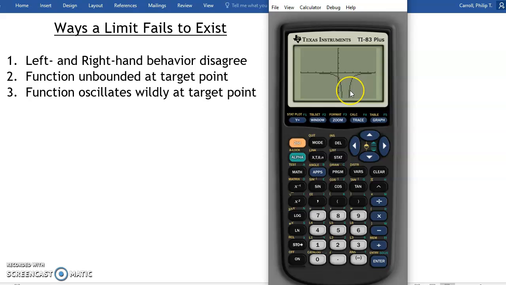And now, instead of flying off into the great unknown, our graph is burrowing down into the center of the Earth. So either one of those is an instance of what we call unbounded behavior. And again, we would say this function's limit at x equals 1 does not exist. So that's behavior number 2.